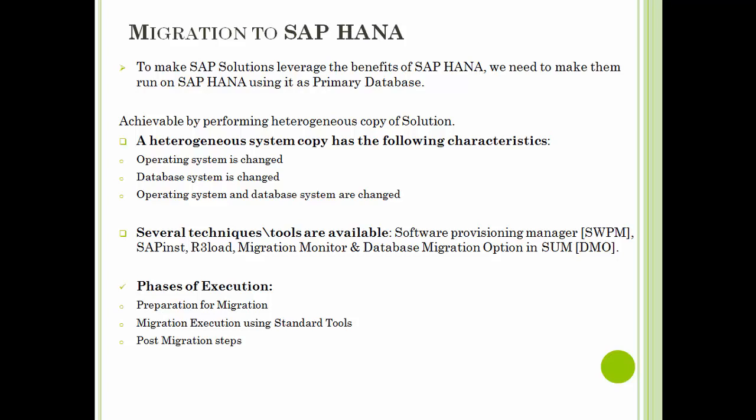And basically, what are the phases of execution? Phases of execution points to preparation for migration, where we will run certain scripts and we will check certain settings, check for file system space, download the packages for running the migration, download the software component packages, download the migration key, download the license key, and then once the preparation steps are completed, we will run the migration execution using standard tools which are mentioned here.